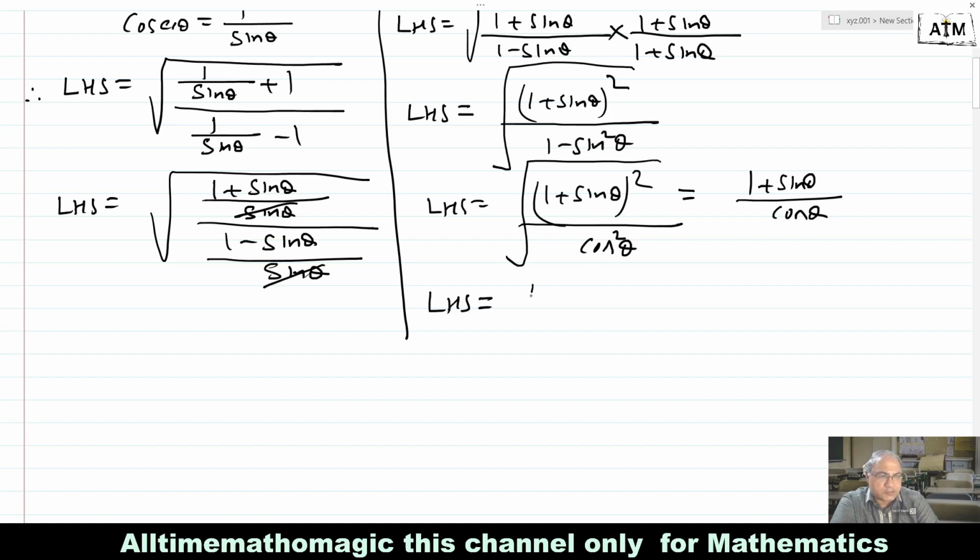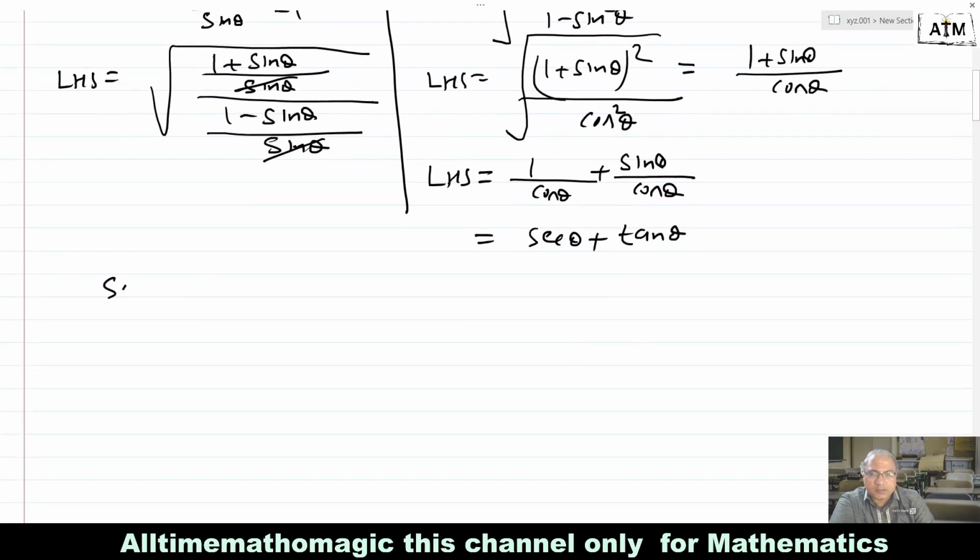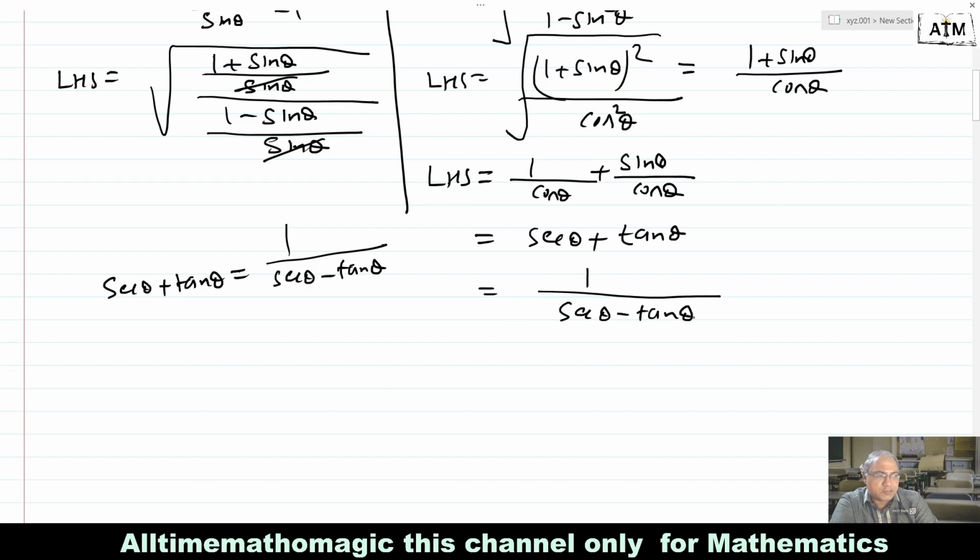Therefore LHS equals 1 upon cos theta plus sin theta upon cos theta. That can be written as sec theta plus tan theta. And we already have the formula sec theta plus tan theta equals 1 upon sec theta minus tan theta. Therefore, in place of sec theta plus tan theta, we can write 1 upon sec theta minus tan theta, that is nothing but RHS.